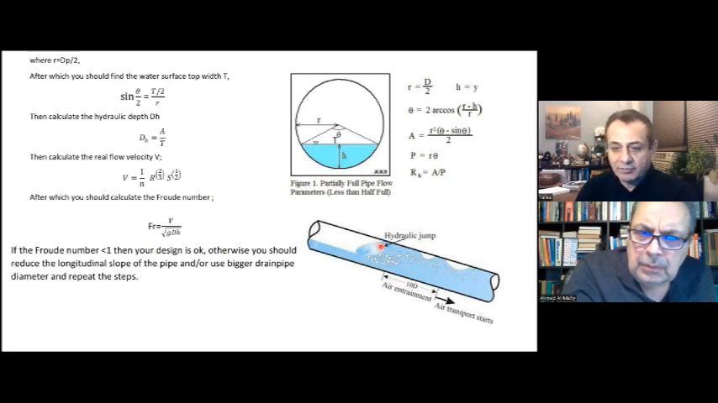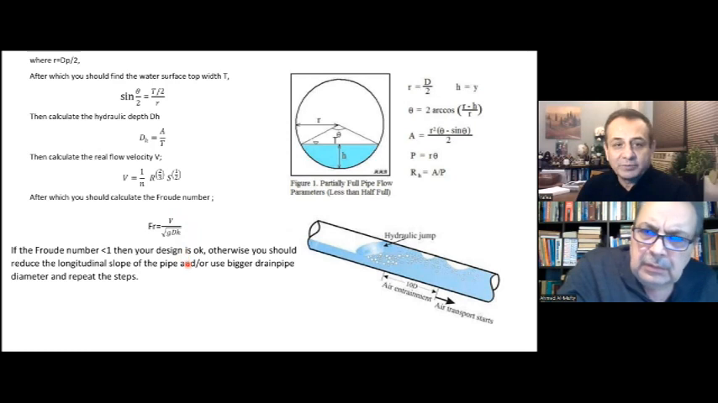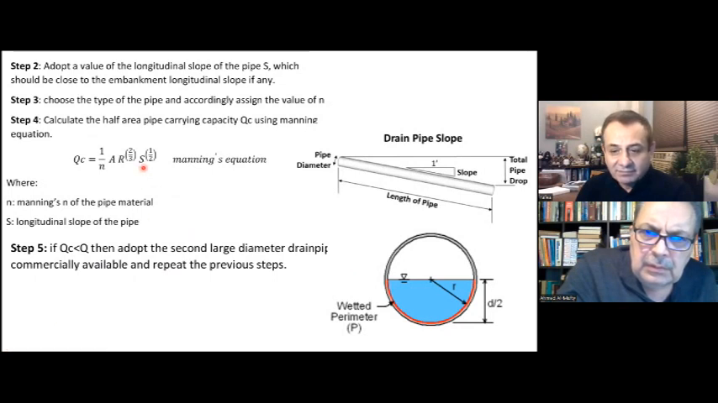And you know, hydraulic jump means disturbance in flow, vibration in the pipe, all of those things, which we should avoid. So if we calculated the Froude number and it was not less than 1, what shall we do? We get back and repeat the process by decreasing S, the slope, because the longitudinal slope plays a very high role in the velocity. And the other option is to increase the pipe diameter.